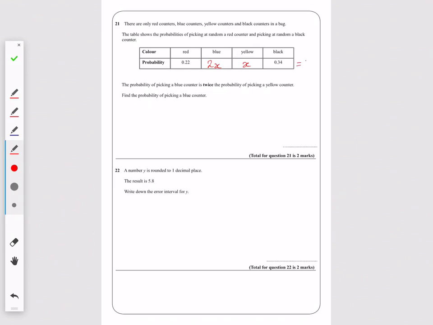Now, these should all add up to 1. So if I do 1, take away 0.22, take away 0.34, that gives me 0.44. And we've got 2 parts blue and 1 part yellow. So altogether that's 3 parts. So if we do 0.44 divided by 3, now if you do that on your calculator, that will give you a fraction. But if you prefer decimals, 0.44 divided by 3 will give you 0.146 recurring.